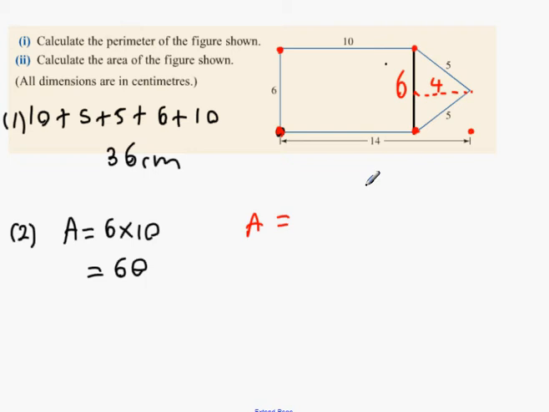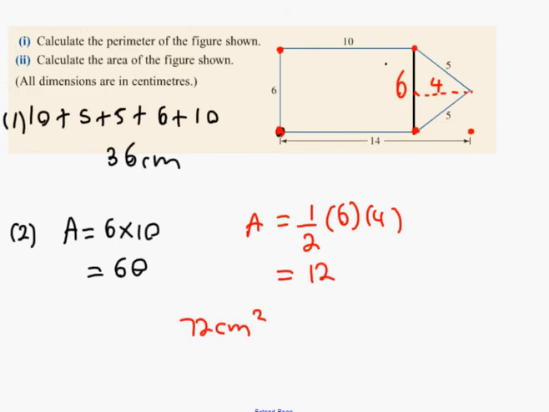So the area of the triangle, Barry, what's the area of a triangle formula? A half base by height. So what's the base, Barry? And the height? 4. A half 6 by 4 gets us, anybody? Half of 24? 12. Add them together. 72 centimeters squared.